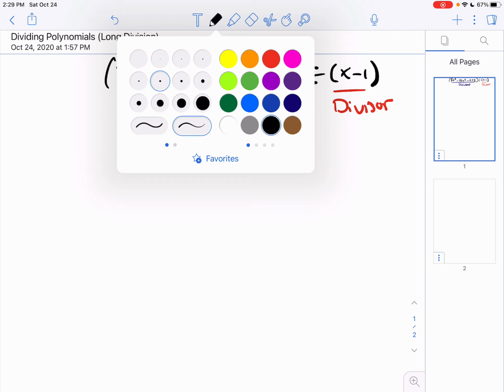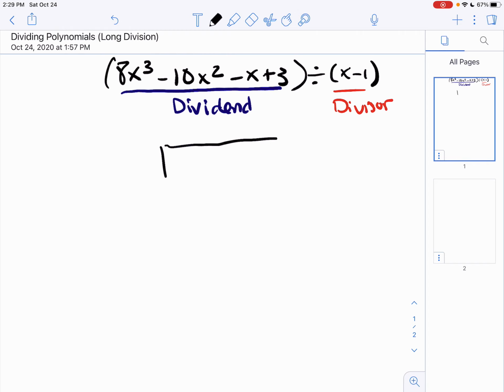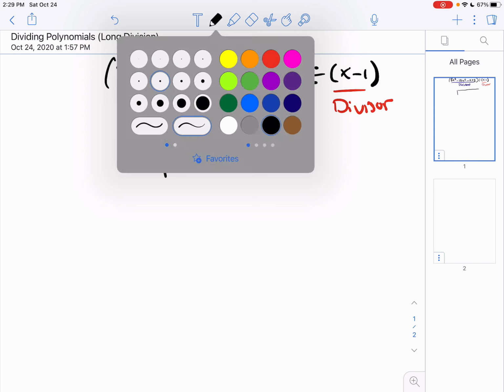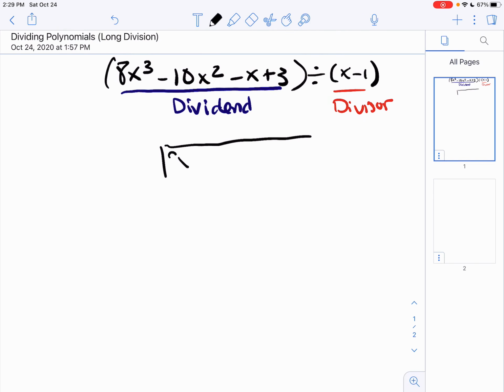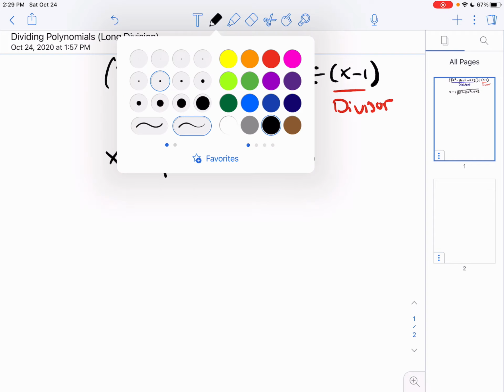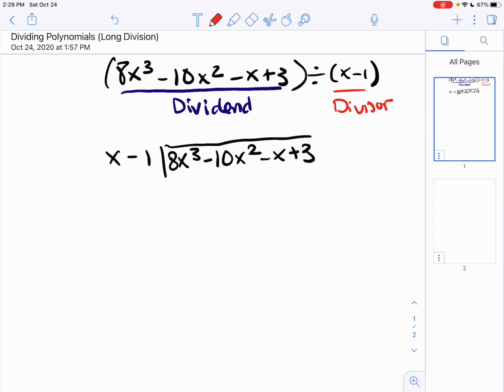The way we set it up, we have our long division bar, and our dividend will go inside the bar, and our divisor will go outside. So I like to make a checklist of things that I need to do to complete the problem. So first I need to divide, then I need to multiply, then subtract, and then bring down.